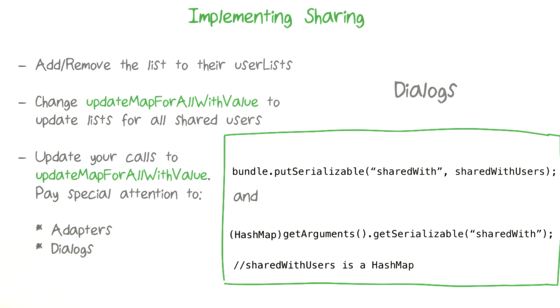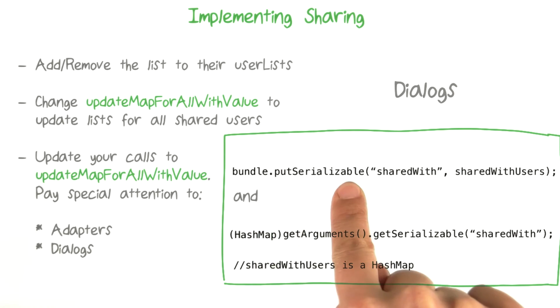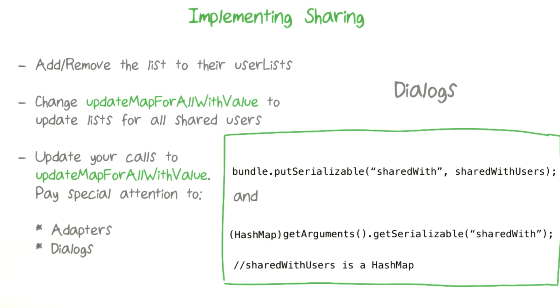Dialogues are similarly a little bit tricky. Now, you can pass in the shared users into a new instance method, much like you would a primitive value. But shared users is a hash map. And if you remember, in the new instance methods, we're putting all those values into a bundle. So you might be wondering how to put a hash map into a bundle. Well, you can use bundle's handy-dandy put serializable method. And similarly, you can pull it out of the bundle by using bundle's handy-dandy get serializable method. You just have to remember to also cast it to a hash map.